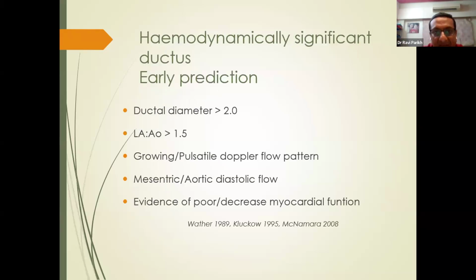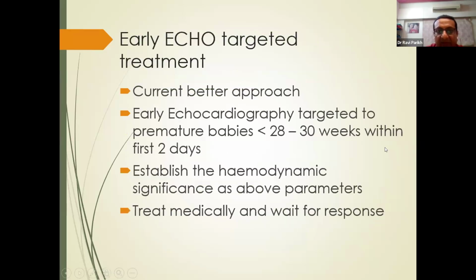So when we put everything together, when you learn neonatology, it is not black and white that this is exactly what is there. You see the baby, you see the clinical features, and you see the echocardiographic signs. But significantly, you can predict early that this duct is significant: if ductal diameter is more than 2, LA:Ao ratio is more than 1.5, growing or pulsatile Doppler flow pattern, mesenteric or aortic diastolic flow, and if there is evidence of decreased myocardial function.